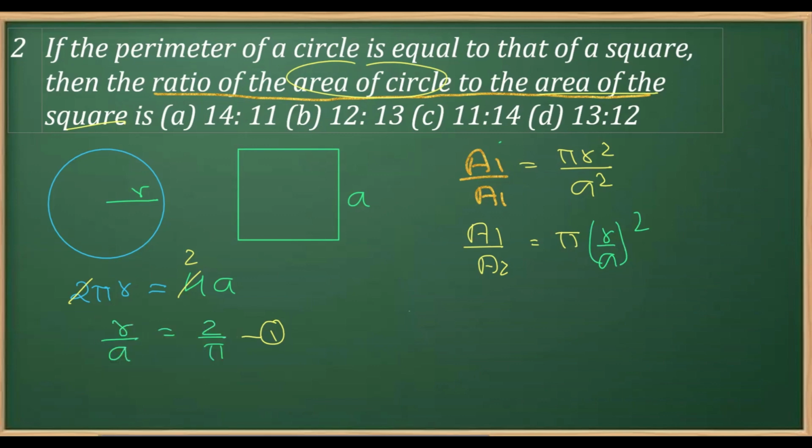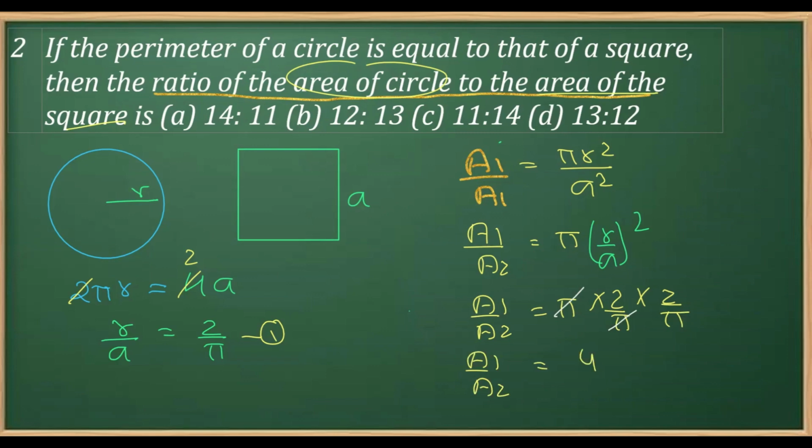So now A1 over A2 is equal to pi, and I can replace r over a with this, so it's 2 over pi, squared. I'll write it as 2 over pi into 2 over pi. Now here 1 pi gets cancelled. On simplifying, A1 over A2 has numerator 4 and denominator pi.